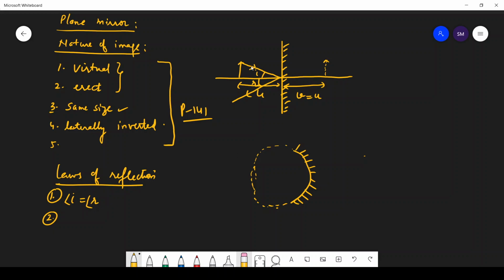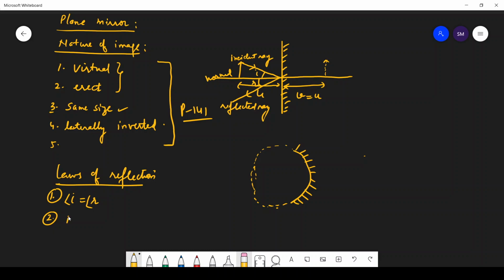Next thing is that this incident ray, and this is normal to the mirror that I have drawn, so angle i is between incident ray and normal, and this angle r, reflected angle, is between normal and reflected ray. So this was incident ray, this is reflected ray, and this is your normal. So all three of them must be in the same plane.